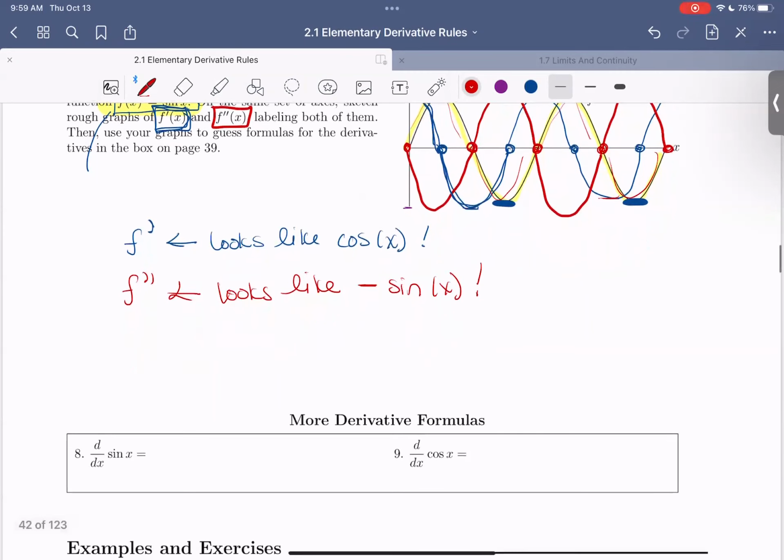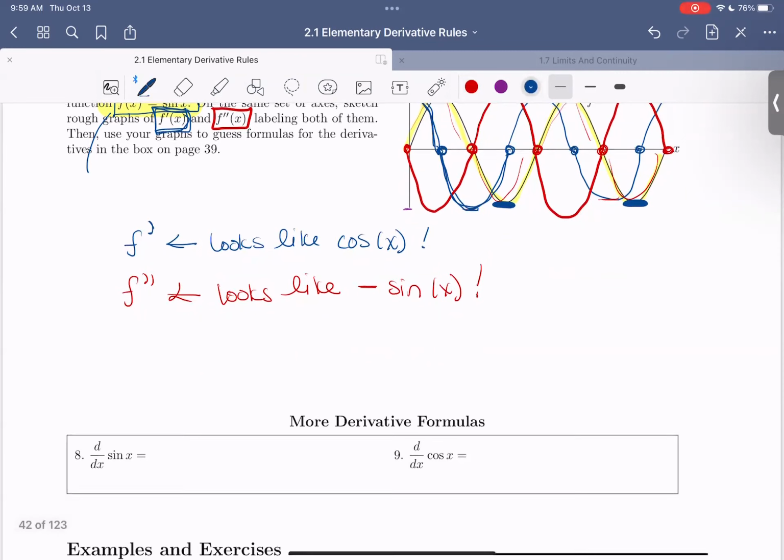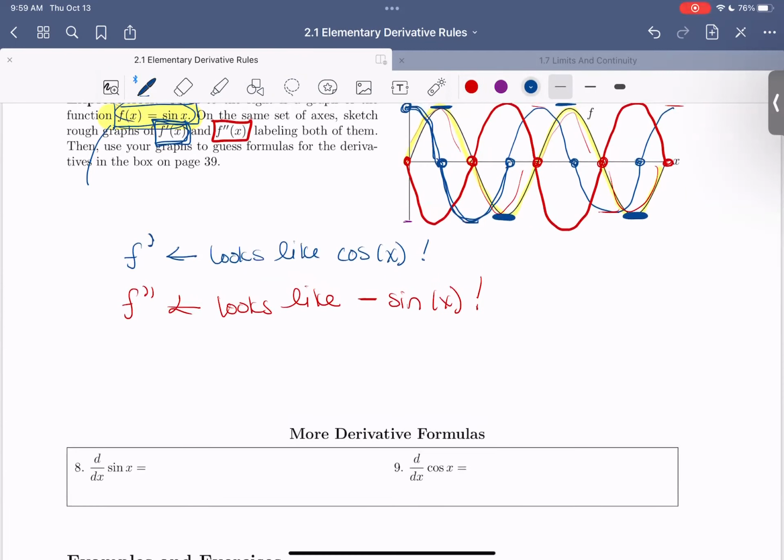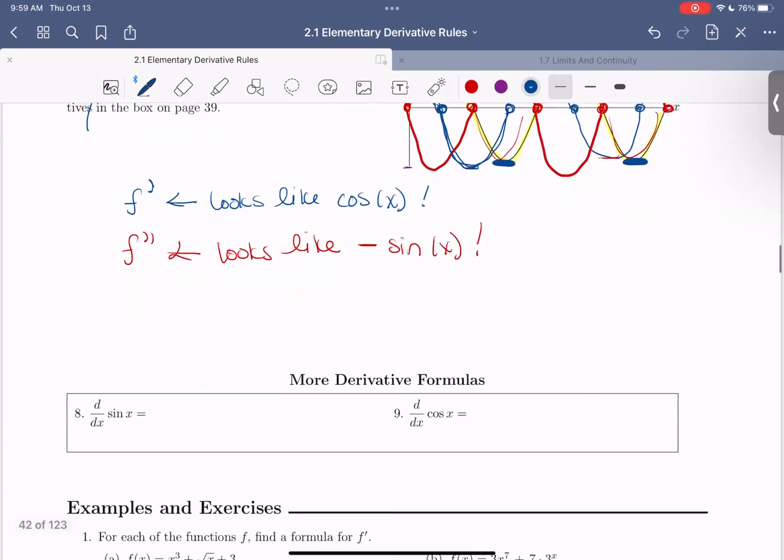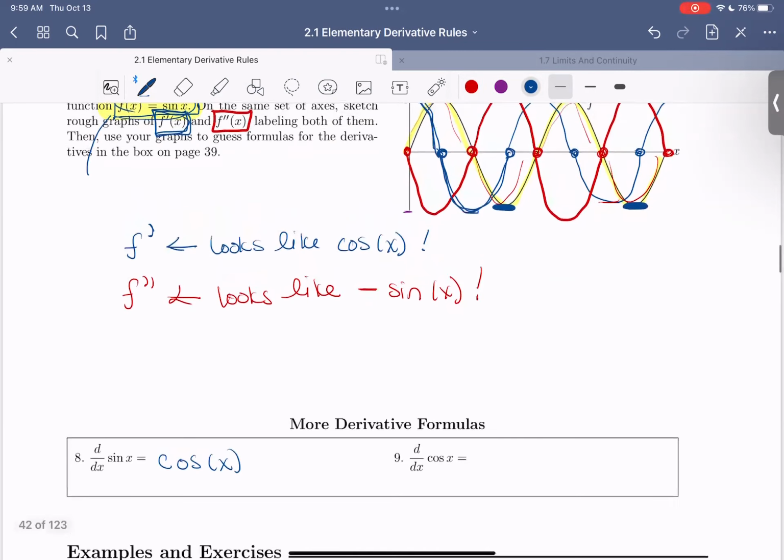And it turns out this is the case. So the derivative of sine is cosine. So we can write that in this derivative box. Derivative with respect to x of sine of x is cosine x. And if we look at what we just did, well, if f prime is cosine of x, and we've looked at the derivative of it, that looks like negative sine x. It turns out that is the case. So the derivative of cosine is negative sine of x.